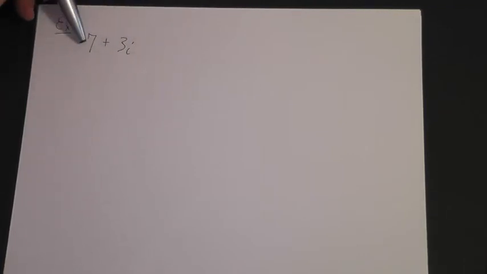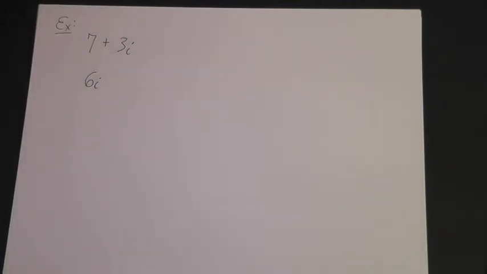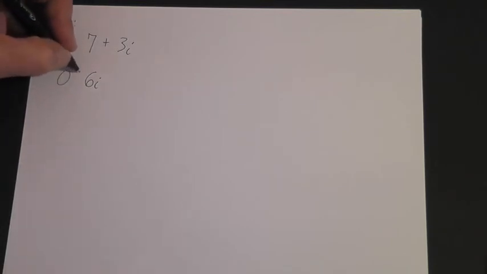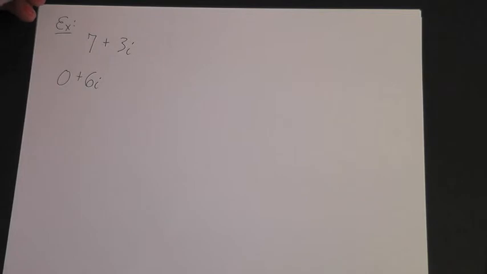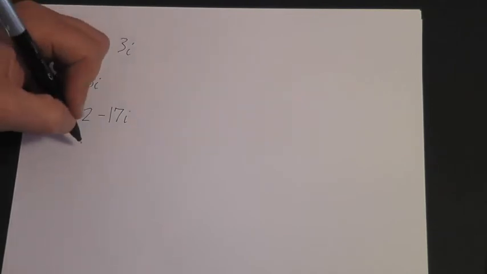And let me just show you some examples of some complex numbers. You have 7 plus 3i, right? This is the real part and this is the imaginary part. 6i is an example of a complex number. If you want to think about it, 6i is equal to 0 plus 6i. 2 minus 17i, complex number.